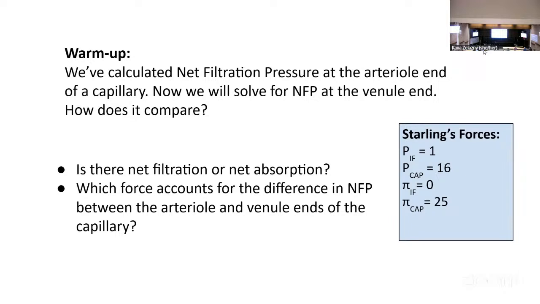So last time we calculated together what that net filtration pressure looks like at the arterial end of a capillary. And we skipped over doing the exact calculation for what's going on at the venule end, though we did go over what the answer is. But we're going to walk through that now to jog our memories before we go into our understanding of veins. Okay. So you're solving for net filtration pressure at the venule end of a capillary, thinking about how it compares to the arteriolar end. What we're trying to remember and figure out is whether there's net filtration or net absorption, and we want to pick out which of these Starling's forces change relative to the arteriolar end.